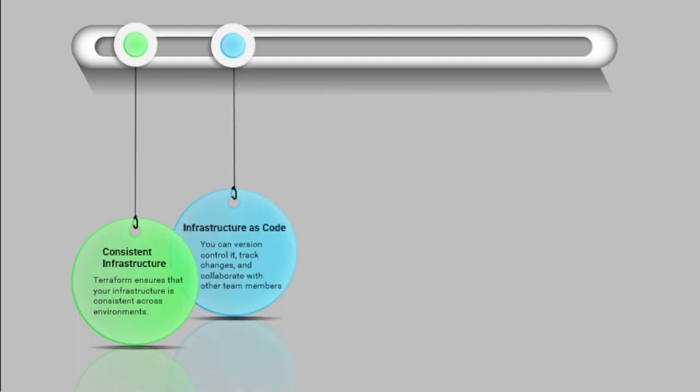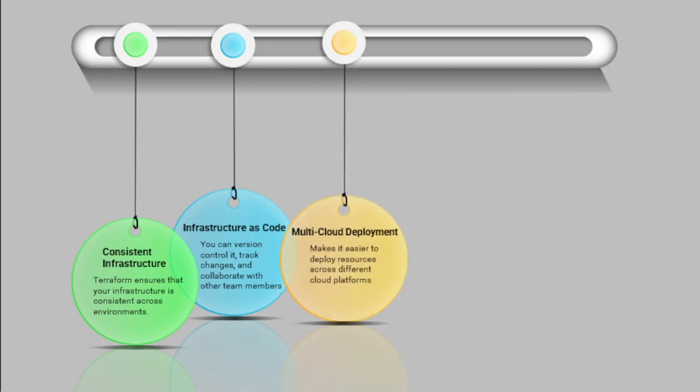The second benefit is infrastructure as code. As we are deploying our infrastructure using code, we can version control it. We can track changes. We can collaborate with other team members. We can put it in GitHub and do all these things. The other benefit is multi-cloud deployment. What is multi-cloud deployment? Terraform makes it easier to deploy resources across different cloud platforms like Azure, GCP, AWS. So in a single file, you can write resources that should be deployed in different platforms. It is possible with Terraform.